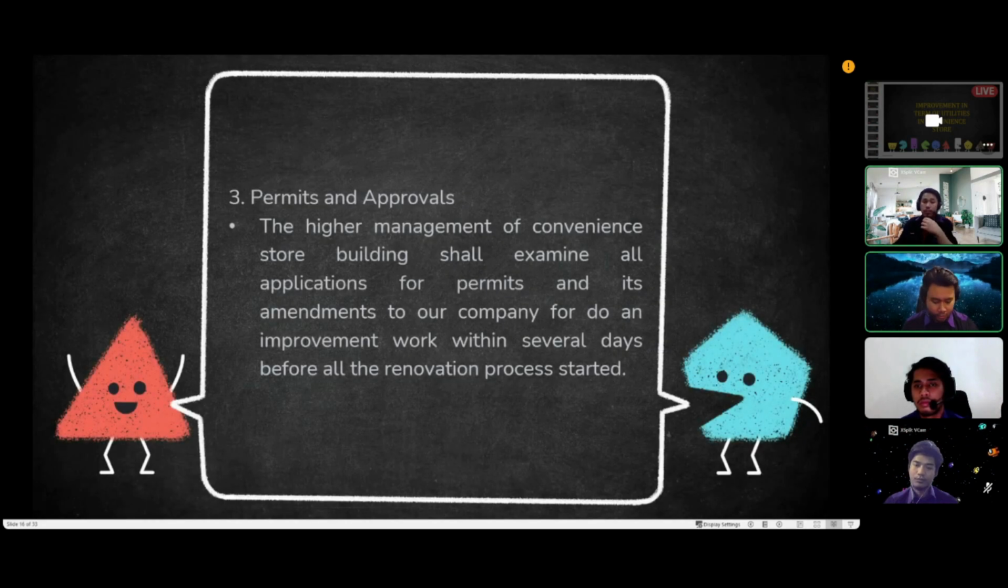Okay. The third one is the permit and approval. So the higher management of the convenience store building should examine all applications for permits and their amendments to our company for the improvement work within several days before the renovation process starts. If the proposed work satisfies all the requirements, the authority should issue a non-transferable permit.